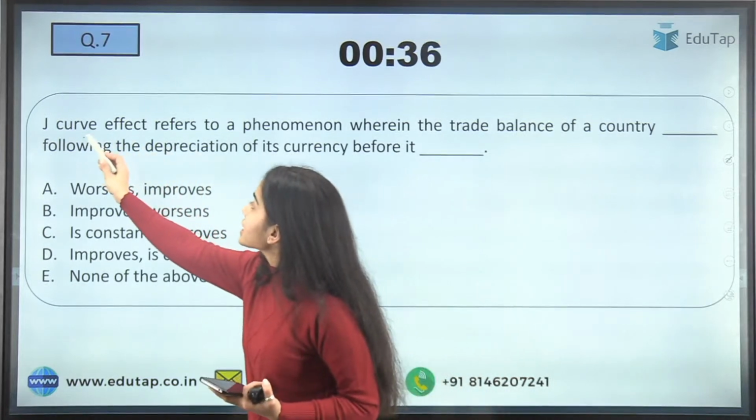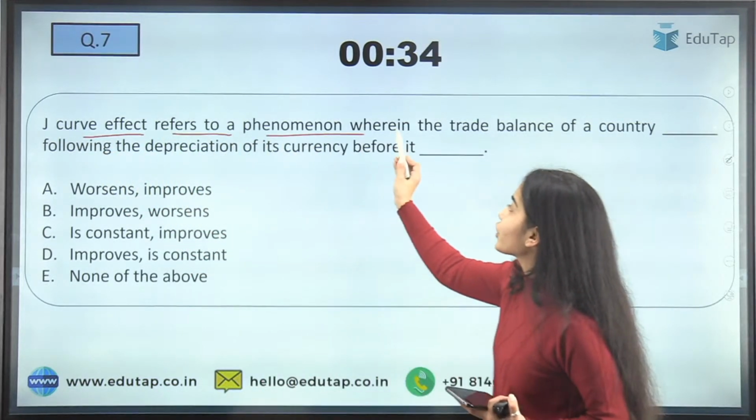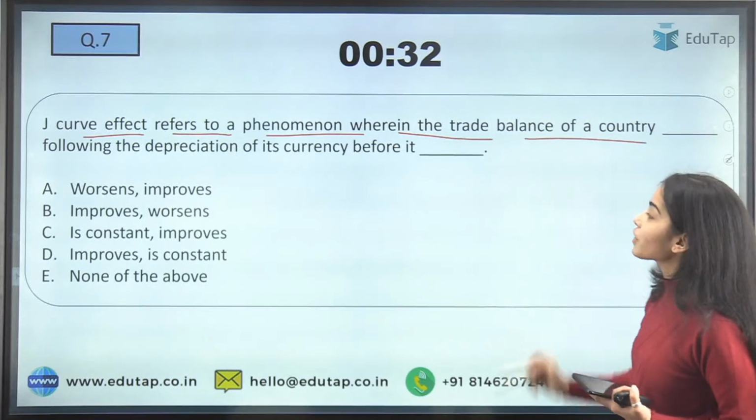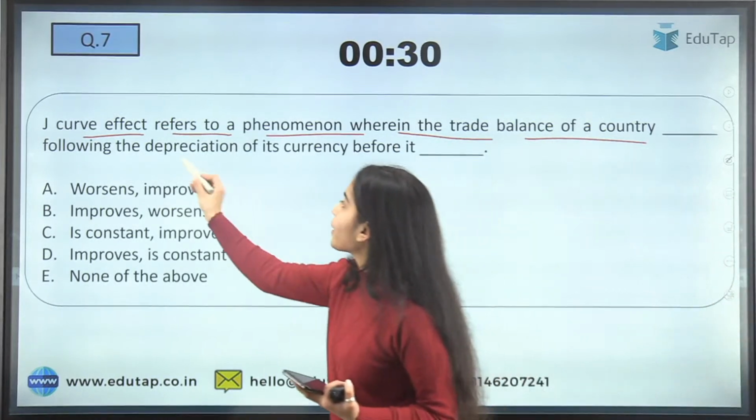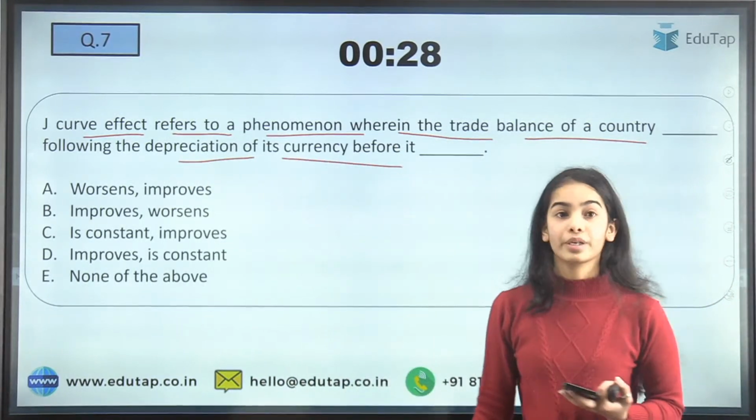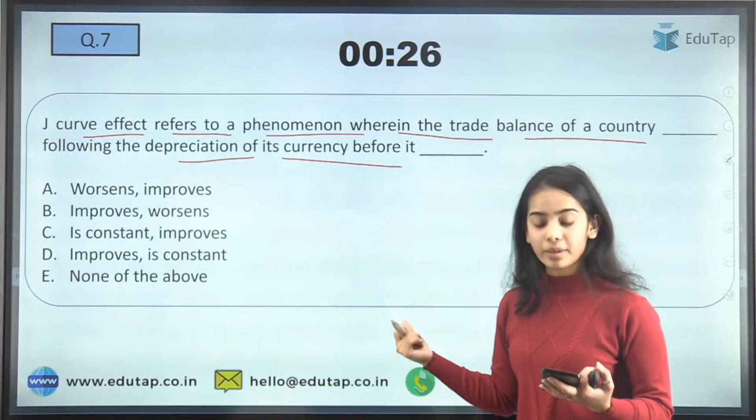Okay, so the next question is, J curve effect refers to a phenomenon wherein the trade balance of a country, dash, following the depreciation of its currency, before it. Okay, so try to answer this one.